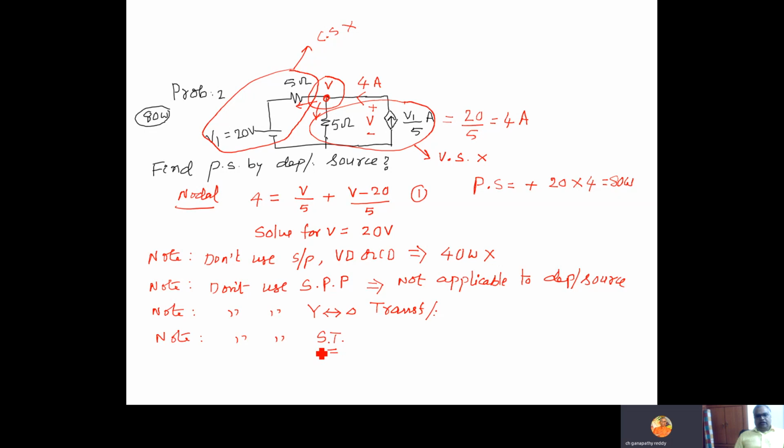The same condition is also applicable with star to delta. So any transformation technique, don't apply on this element. So in future, avoid usage of these techniques. But however, we can solve using mesh analysis. This problem can be solved using mesh analysis. If I use mesh analysis, don't apply all methods in the exam, but we are just trying to apply known methods and understanding.